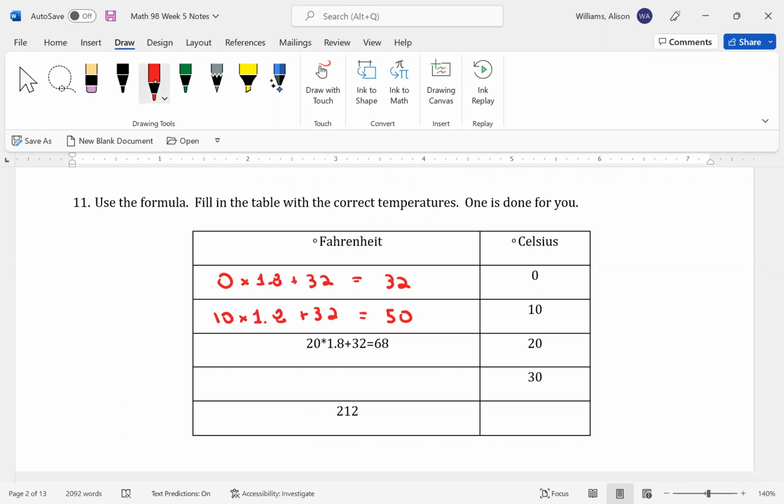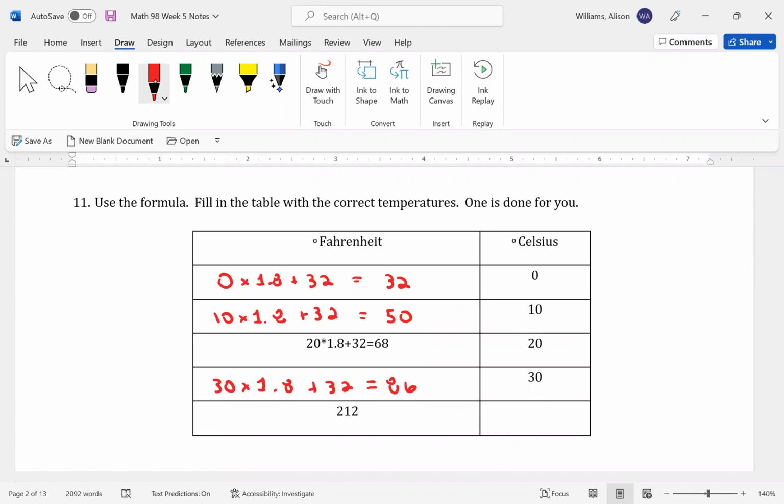Then they did the next one for us. And let's do the next one, 30. So 30 times 1.8 plus 32. Putting that into my calculator, I am getting 86. The last one, 212, is the Fahrenheit, and they want us to figure out the Celsius.